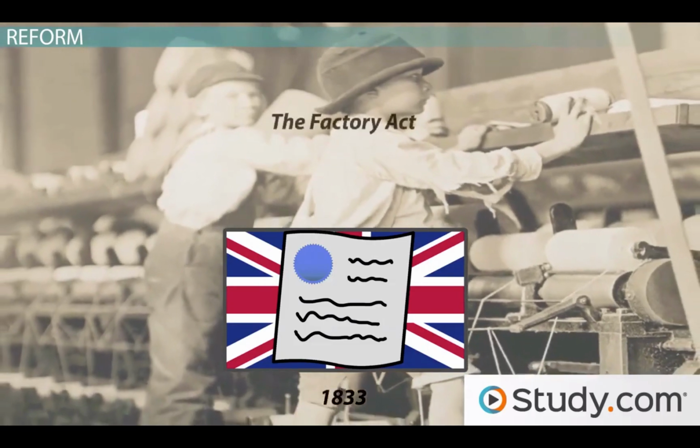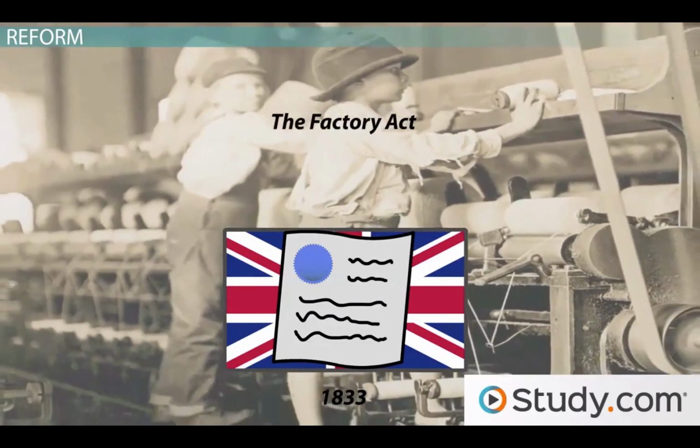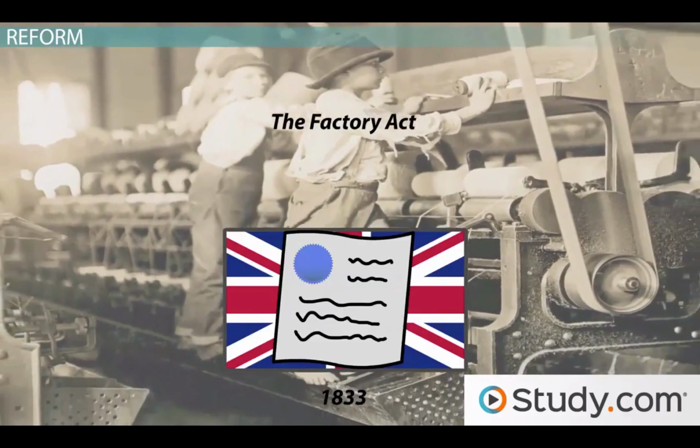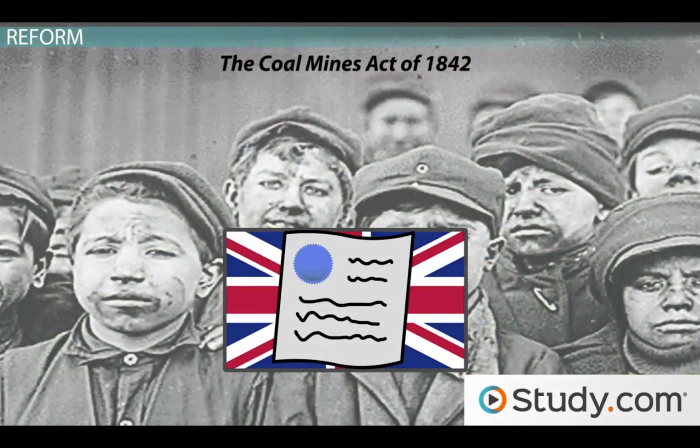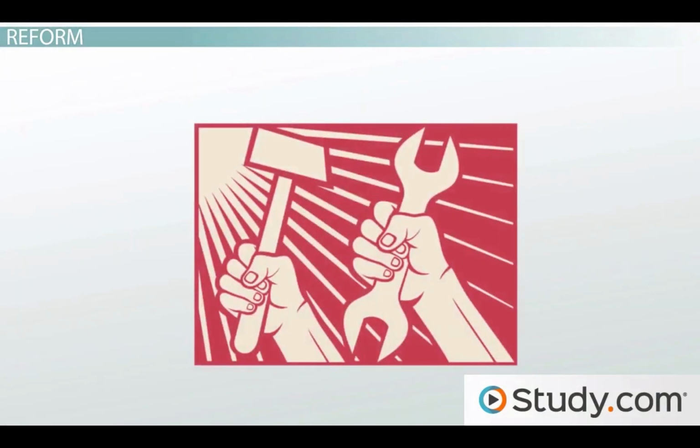In 1833, the Factory Act prohibited children between the ages of 9 and 13 from working more than 8 hours per day, and barred children between the ages of 13 and 18 from working more than 12 hours per day. And the Coal Mines Act of 1842 prohibited the employment of women and boys of 10 years old and younger in mines. As the decades proceeded, workers continued to gain more rights and safety conditions in cities and factories improved.